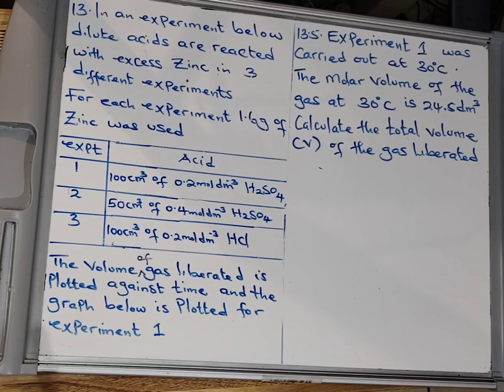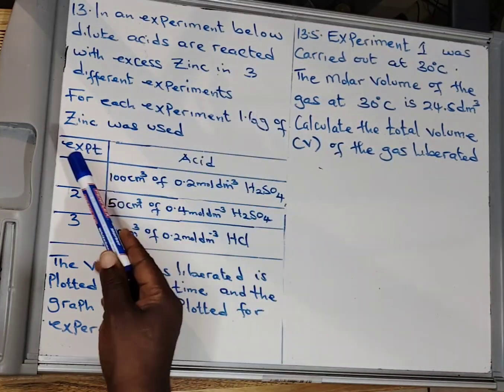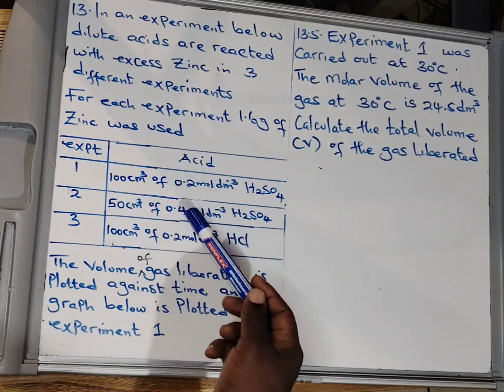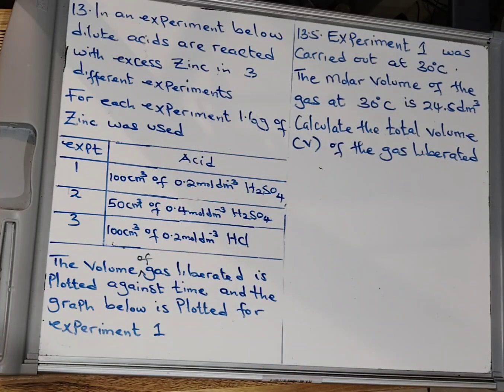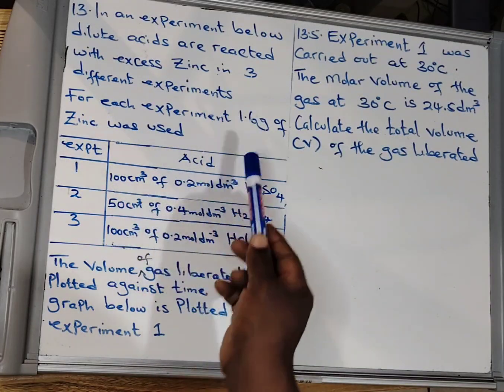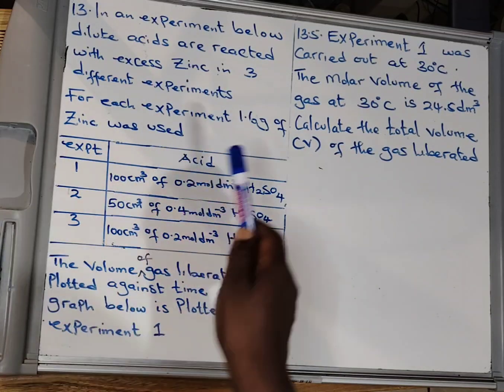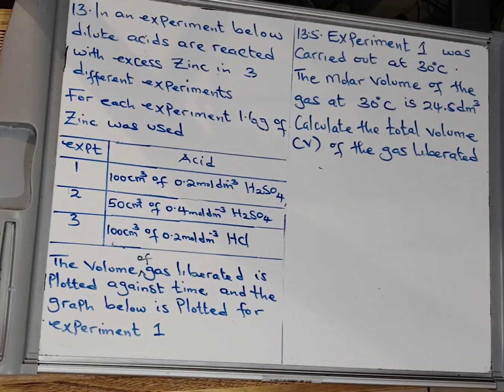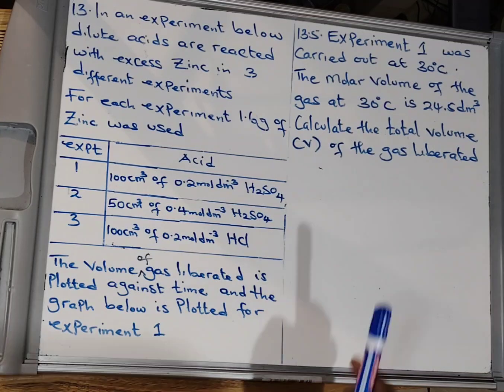Okay, let us go through the question very fast. We are having experiments, 3 of them, where zinc is reacting with each of these acids. And the mass of zinc is given. So the mass of zinc which was put in the flask is 1.6 grams, and zinc is in excess. And the question comes, what does the question say?